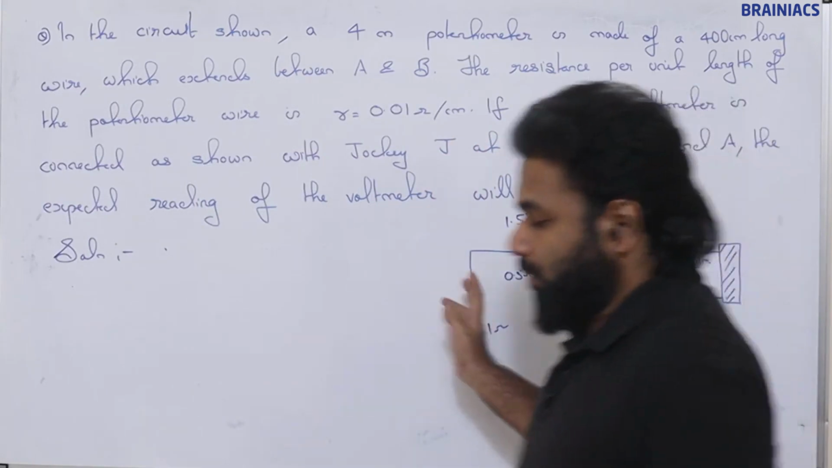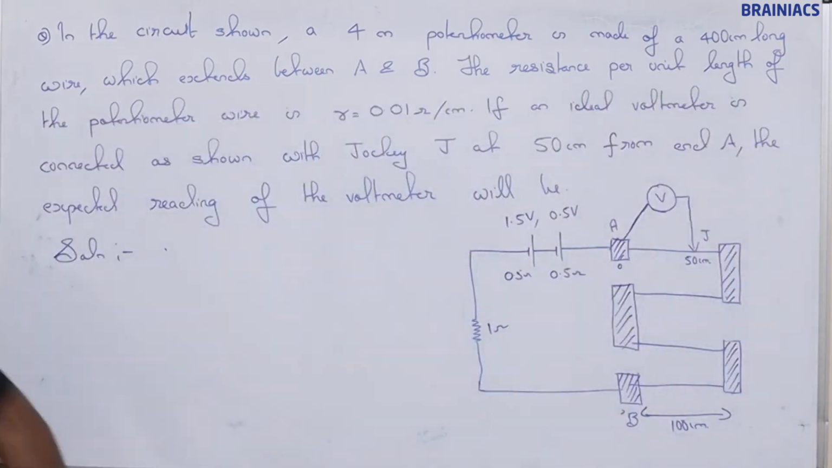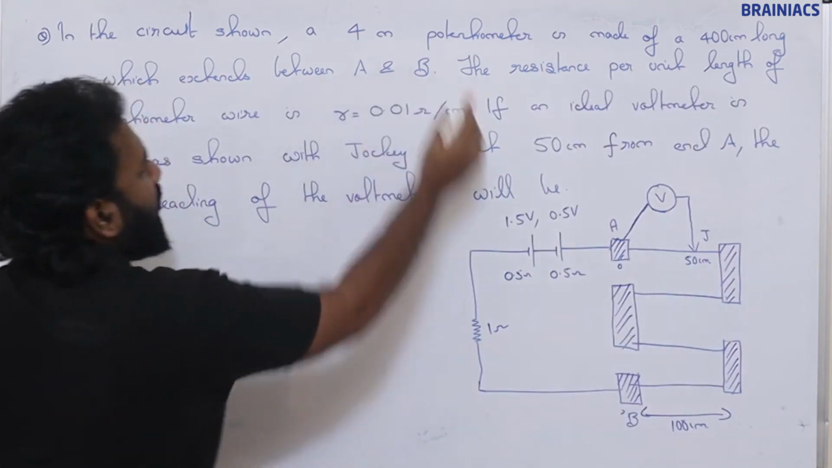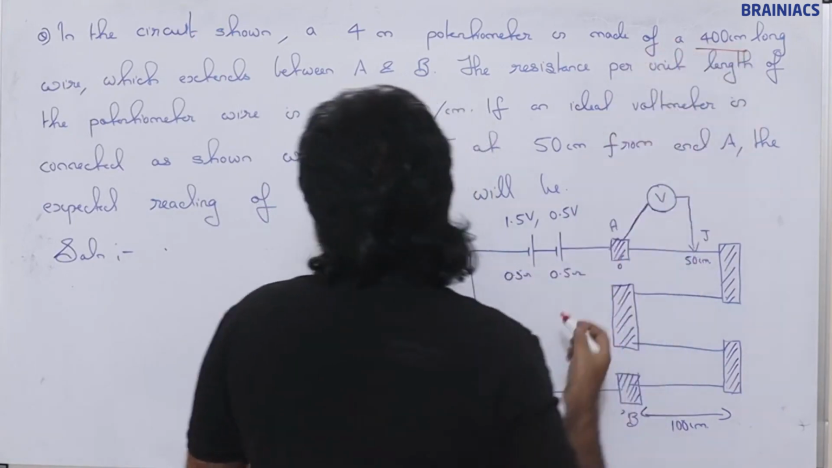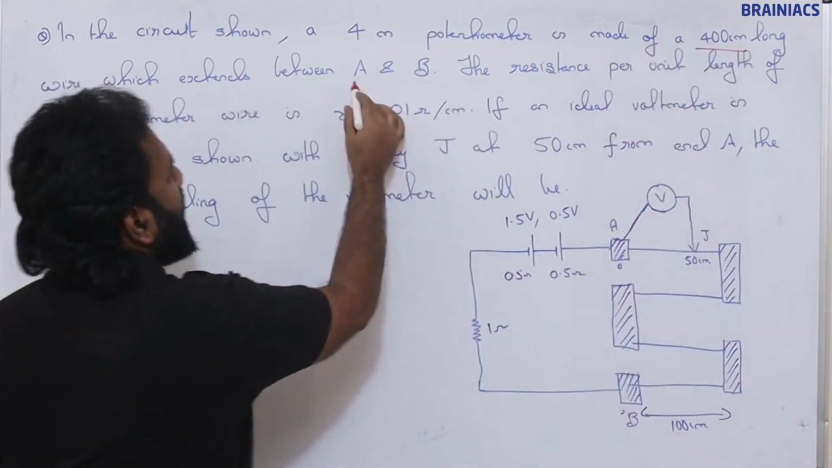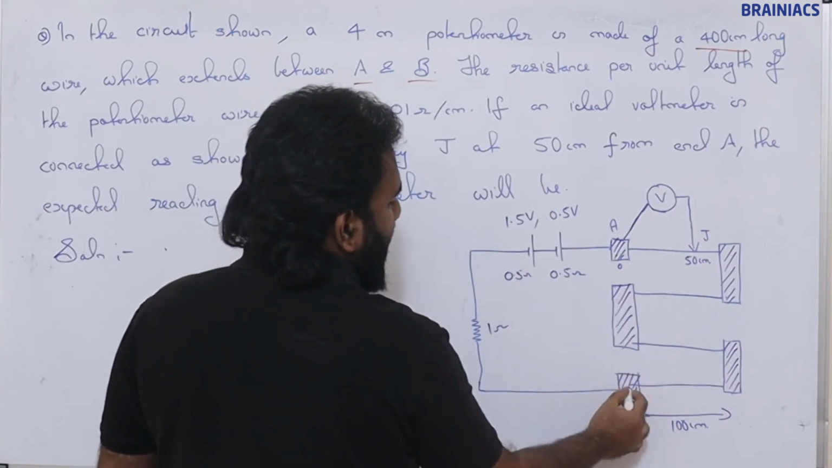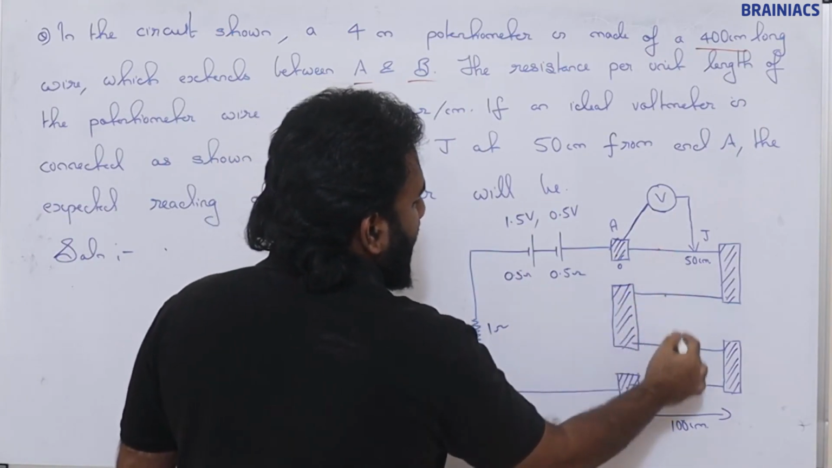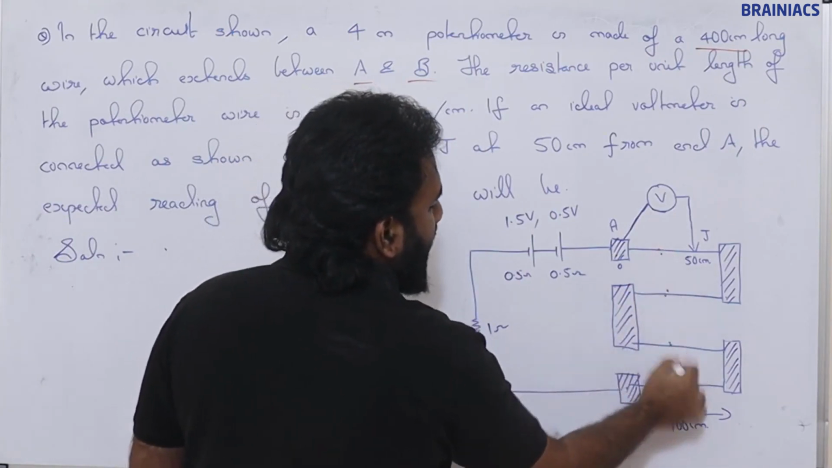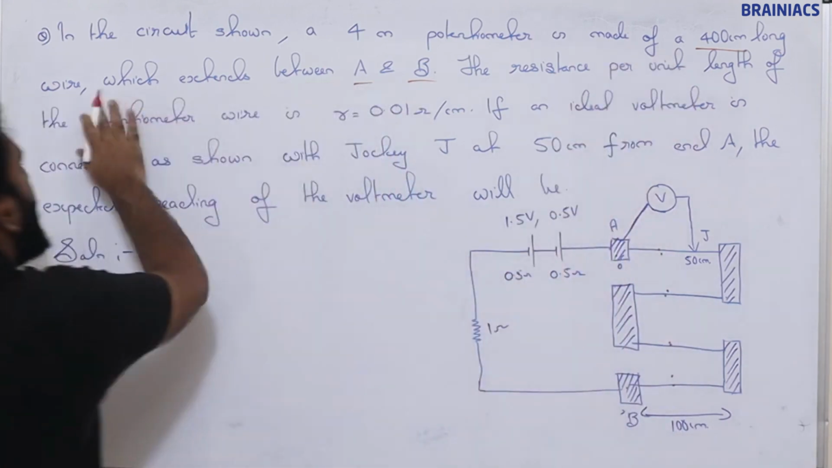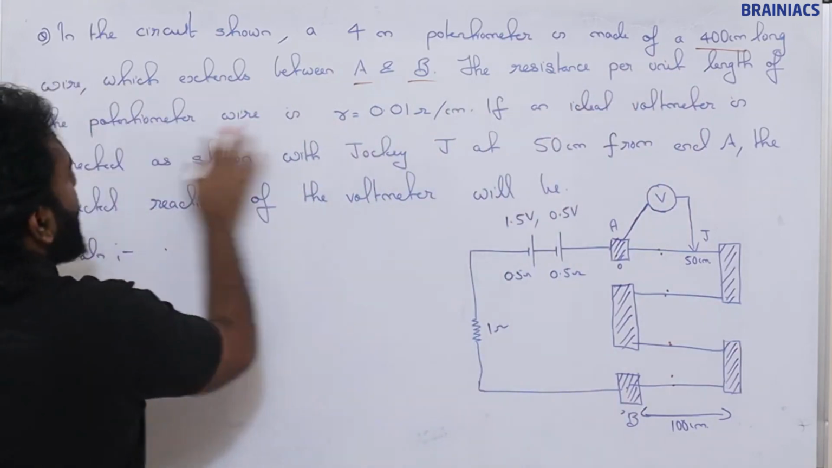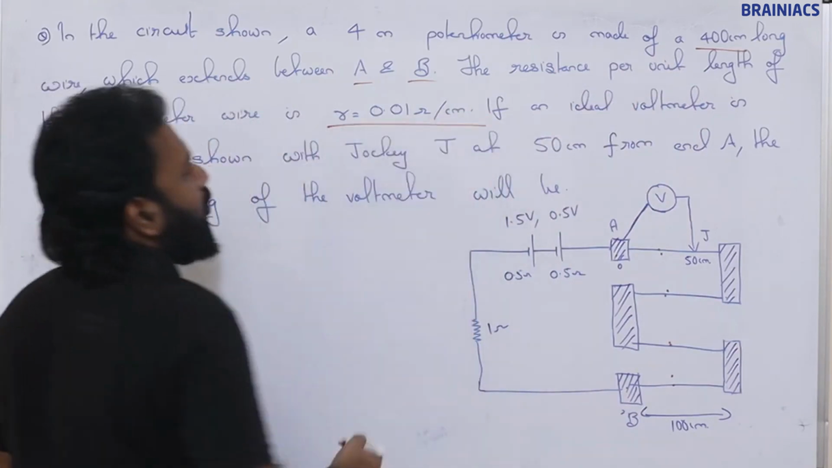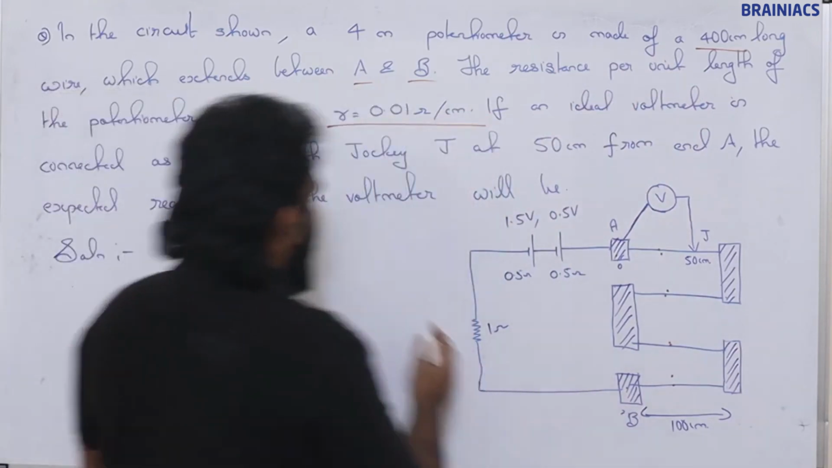In the circuit shown, this figure is given in the question. In the circuit shown, a 4 meter potentiometer wire is made up of 400 centimeter long wire which extends between A and B. That is between A and B, 400 centimeter long potentiometer wire. The resistance per unit length of the potentiometer wire is R is equal to 0.01 ohm.